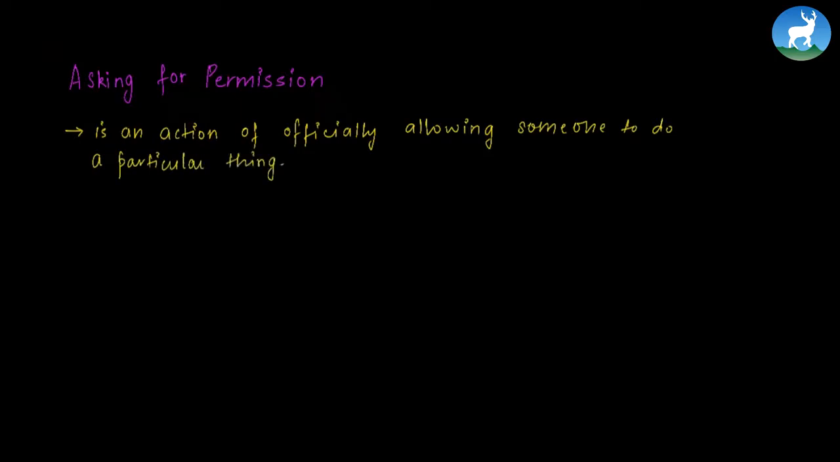We generally use the modal verbs. Here are some examples of modal verbs. That's can, could, may, might. These are the modal verbs, and we make use of modal verbs while asking for permission. And we have many sentence structures to ask for permission. So let's begin now with the structures of asking for permission. Let's begin with the first structure.